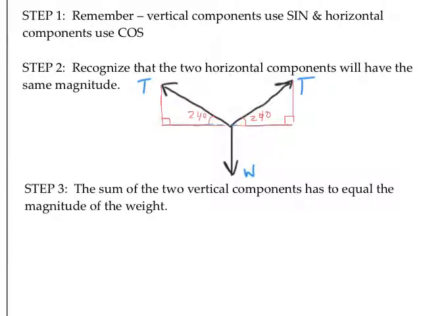You should be able to tell from your picture that this horizontal part to your triangle and this horizontal part are going to be the same size. And that's what we mean when we say they have the same magnitude. So these two are going to cancel each other out. When we look at Newton's second law, we would want the sum of our forces to equal 0.